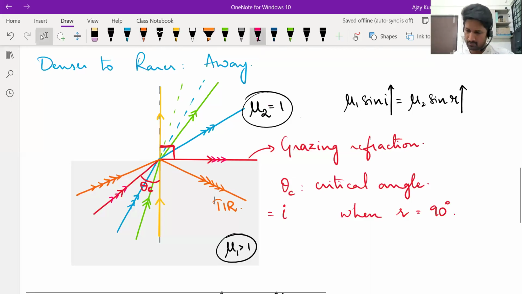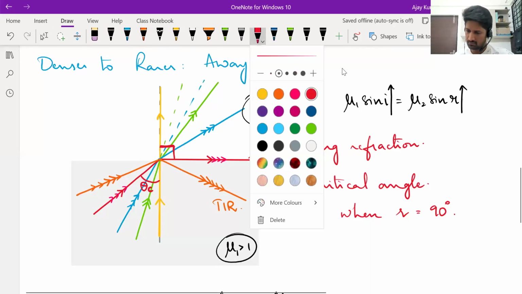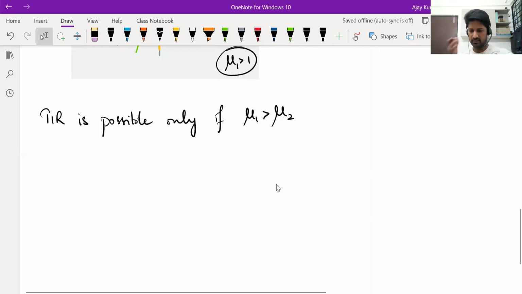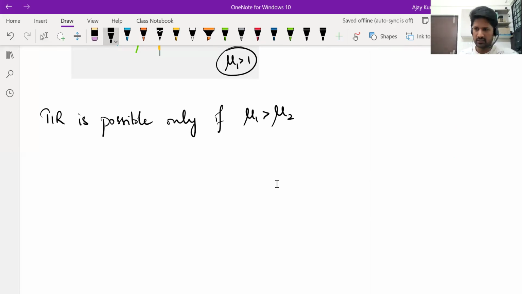Sir, does critical angle change with the medium, like the material of the medium? You will answer that question. Let's see. We have concluded that TIR is possible only if mu1 is more than mu2. Okay. Now you are asking about critical angle and whether it depends on the medium.